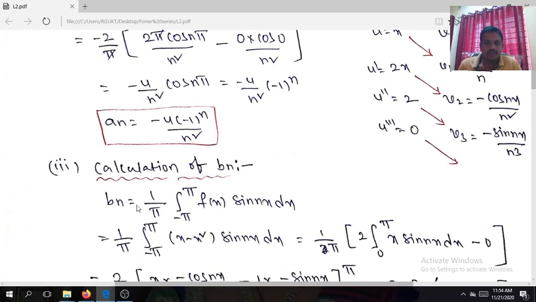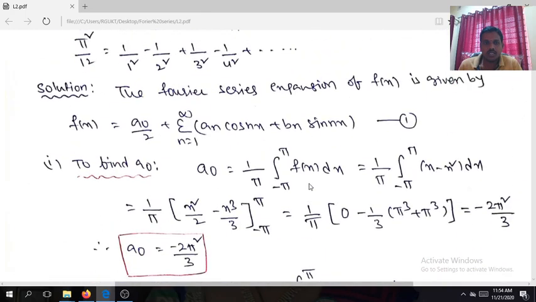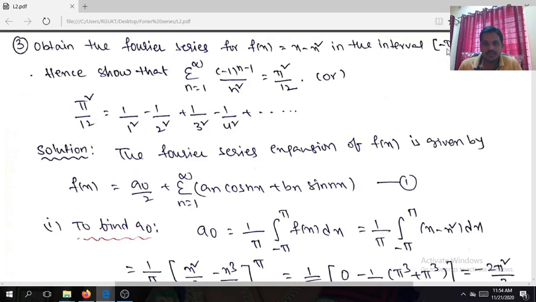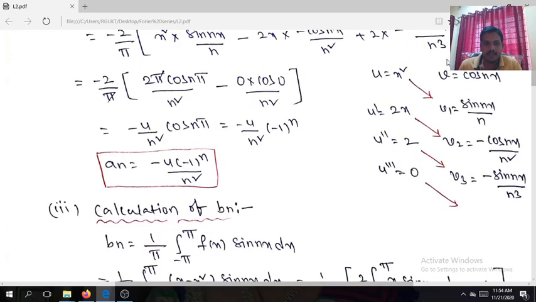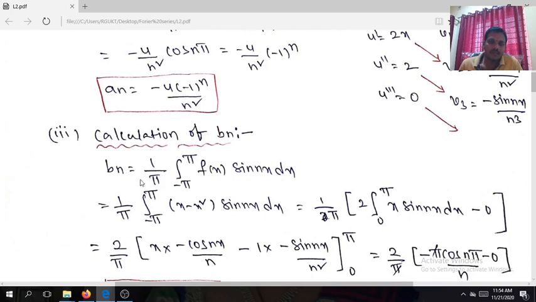What is the formula for bn? bn is equal to 1 by pi integral from minus pi to pi of f of x into sin nx dx. But you know that the given f of x is x minus x square, which is defined in the interval minus pi, pi. So bn is equal to 1 by pi integral from minus pi to pi of x minus x square into sin nx dx.